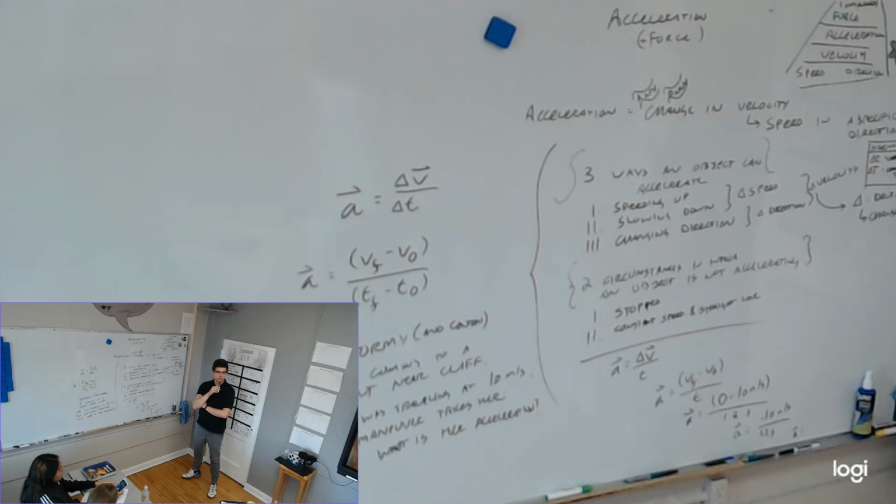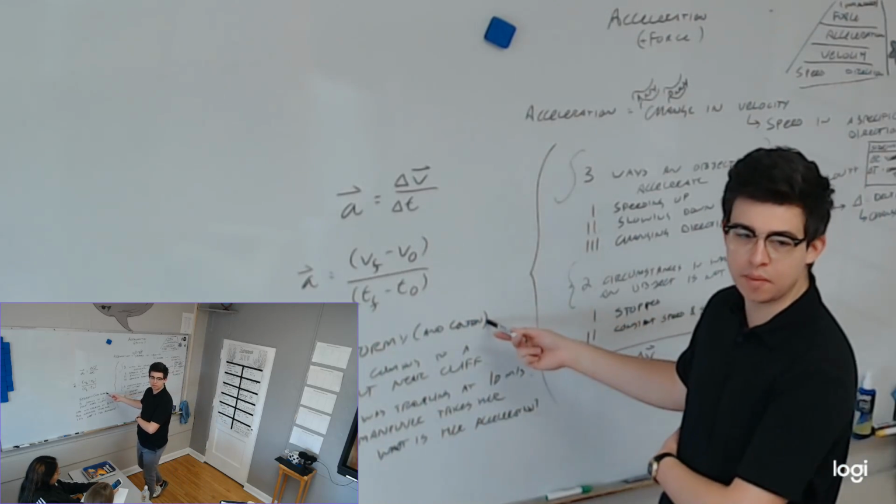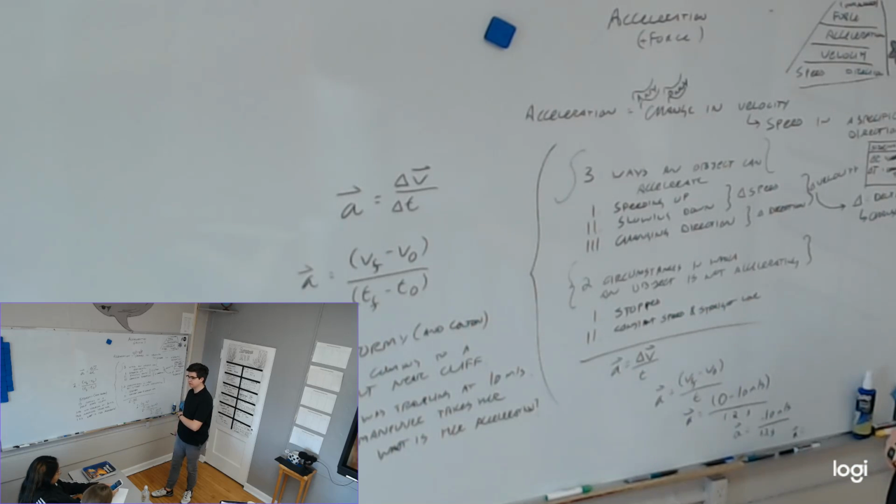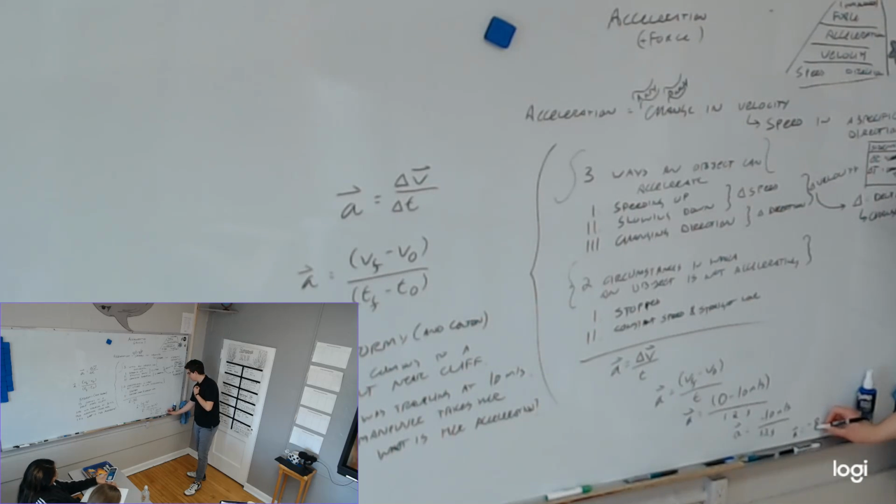Calculator. You have one. You don't have to write this down. I said 10, negative 10. I actually put negative 8. Just negative 8? Meters per second. Negative 8.3.